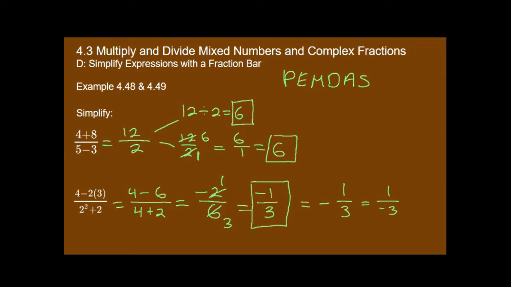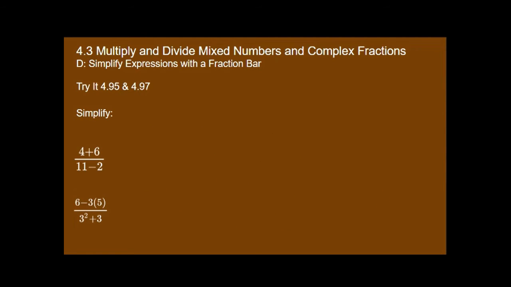Okay, so let's have you guys try some of these on your own. So you are going to simplify 4 plus 6 over 11 minus 2 and 6 minus 3 times 5 over 3 squared plus 3. Remember that you are doing the numerator first and then the denominator, but within each of those you are following PEMDAS. So pause the video, work it out on your own paper, and then come back.